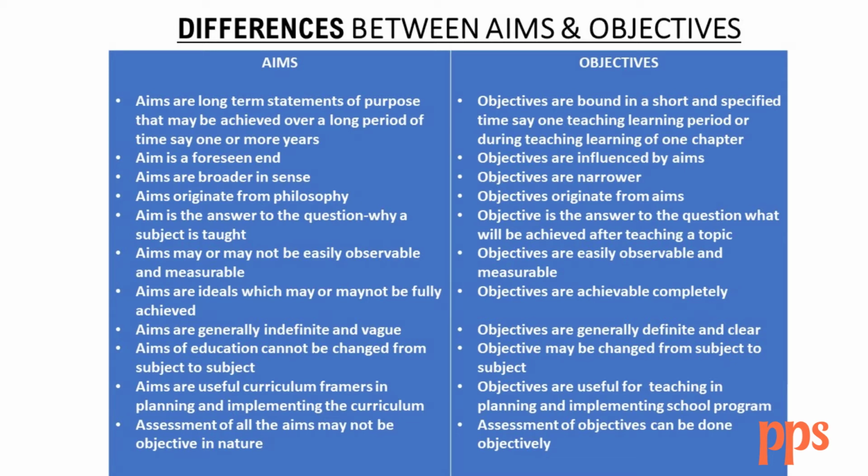Aims of education cannot be changed from subject to subject. Objectives may be changed from subject to subject. Aims are useful for curriculum framers in planning and implementing the curriculum, whereas objectives are useful for teachers in planning and implementing the school program. Assessment of all the aims may not be objective in nature, whereas assessment of objectives can be done objectively.